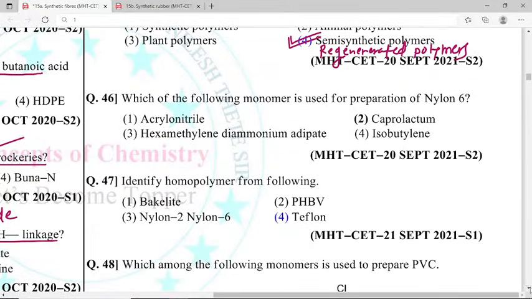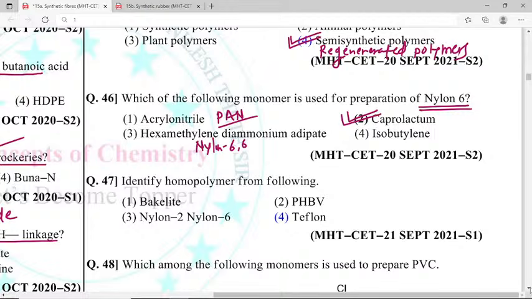Which of the following monomers is used for preparation of nylon 6? Which monomer is for nylon 6? Caprolactam is the answer. Caprolactam is used for making nylon 6. Acrylonitrile is used for making PAN, polyacrylonitrile. Hexamethylene diammonium adipate, adipic acid and hexamethylene diamine: so it is called nylon 6,6.